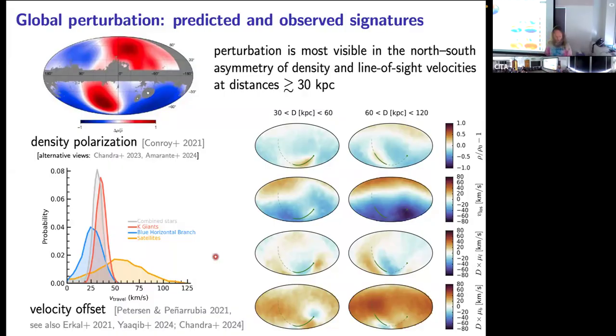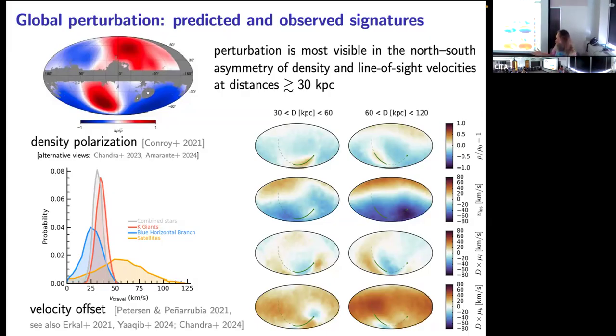The lower panel here shows the observed kinematic properties, the mean north-south velocity asymmetry, and the top panel shows the density asymmetry. Density is actually much more difficult to get right, because it depends on so many factors like the coverage of the survey. So we're able to make some correction for it and observe effects that are qualitatively similar to the predictions of the models.